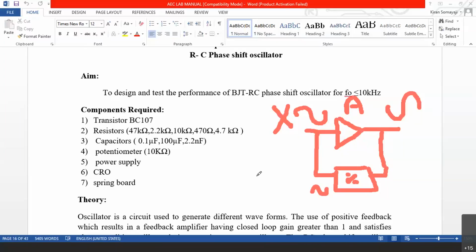Now what is the use of an oscillator? Can anybody tell me? Because it is a general knowledge topic here now. Amplifier's use is anyhow that a small signal is going to be resulting in a larger signal. That is the purpose of the amplifier. What is the use of the oscillator? Can anybody tell me? You can unmute and tell me, or you can put it in the chat box also.